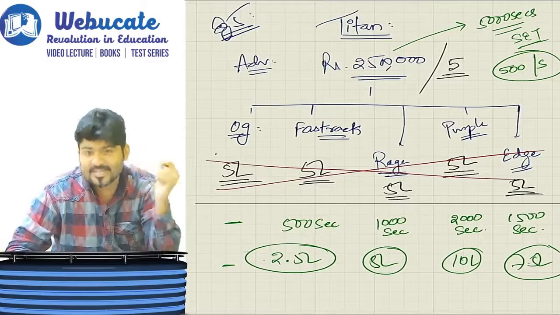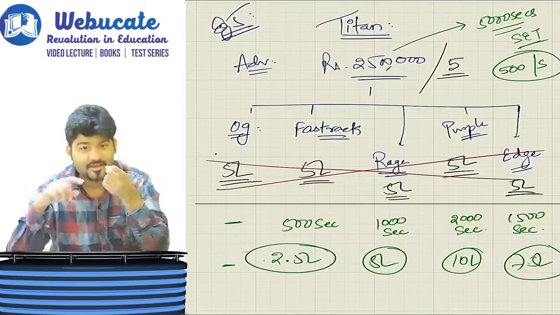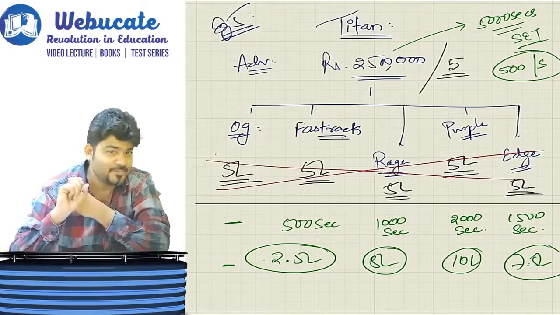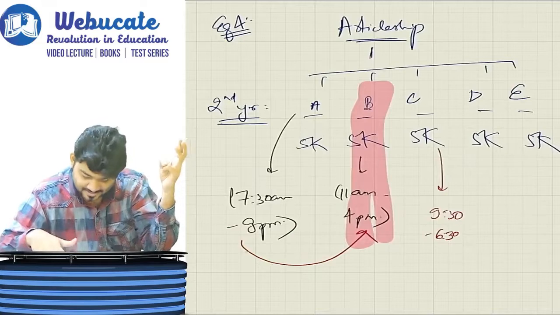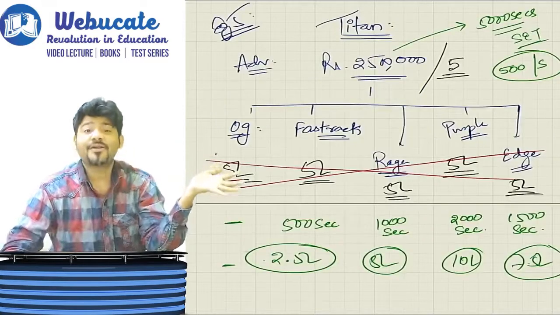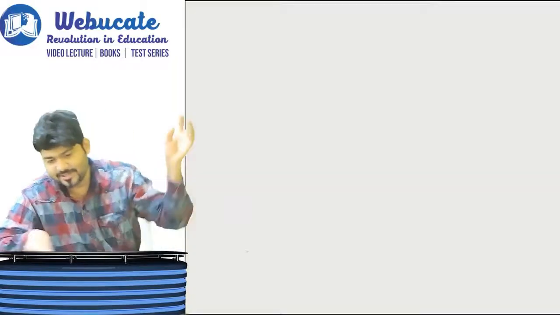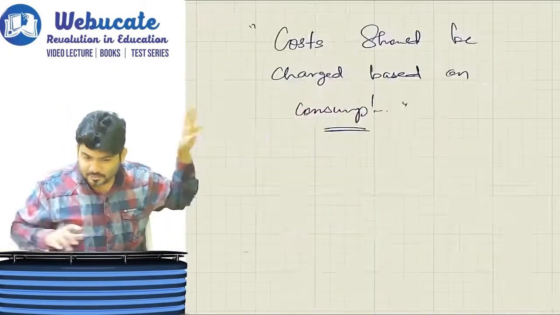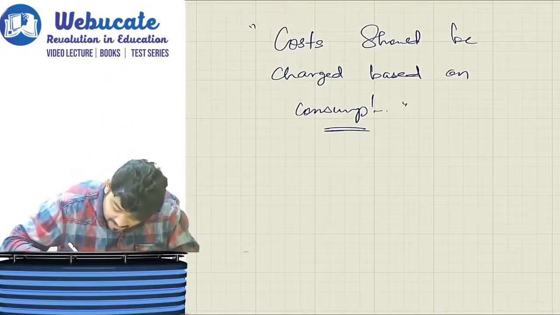What are the 5 examples that we've done? Do you need to remember them, or automatically it is coming? One, restaurant example. Then we went on to the bank. Then the lift. Then your article ship. Then your Titan watch. Cost should be charged based on consumption is what we have learned. Now, will you have to rectify this, or it will come automatically to you from now on?